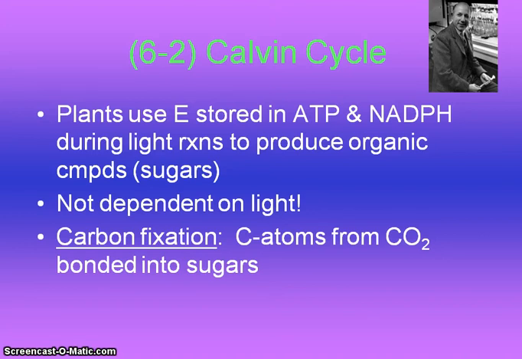Chapter 6, Section 2, focuses on the second part of photosynthesis, which is the Calvin cycle, named after Melvin Calvin, an American scientist who did a lot of work on the pathway details. The Calvin cycle is where plants use the energy stored in ATP and NADPH during the light reactions to produce their food, or organic compounds, or sugars. This part does not depend on light, which is why it's also called the dark reactions. It's also called carbon fixation, meaning we're taking carbon atoms from CO2, or carbon dioxide, one of the reactants of photosynthesis, and bonding them into sugars.